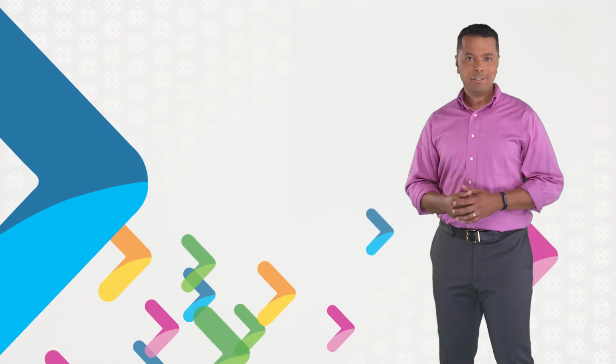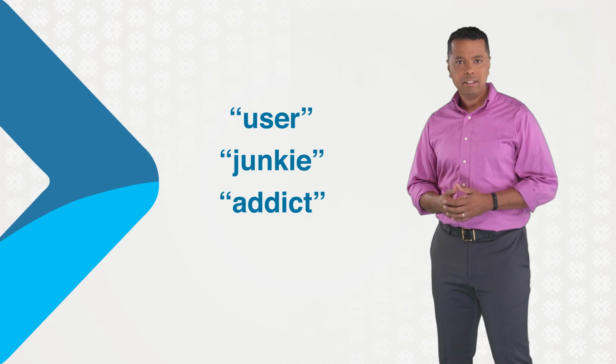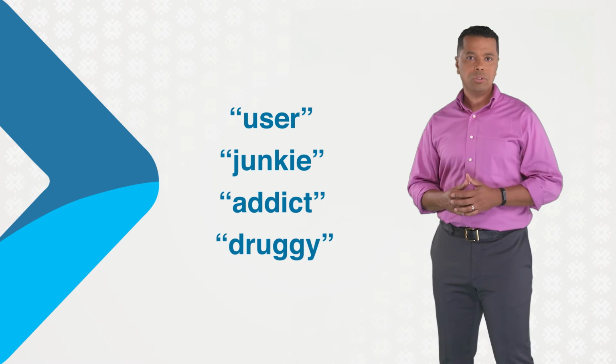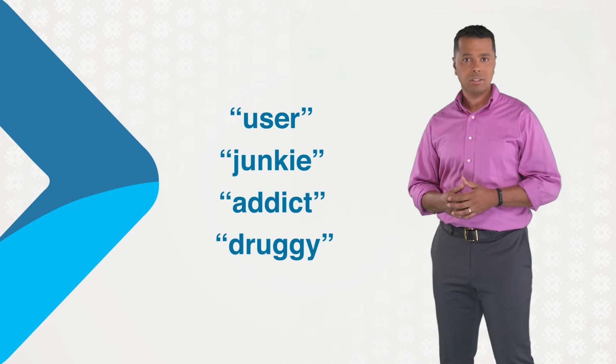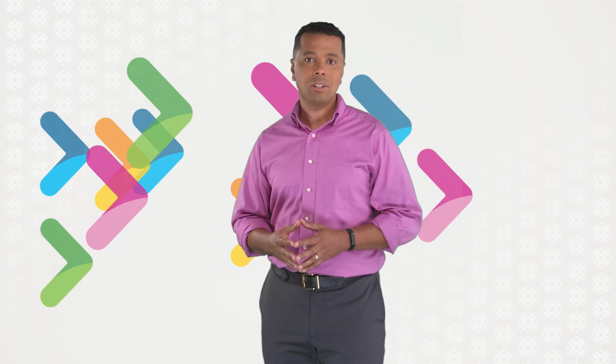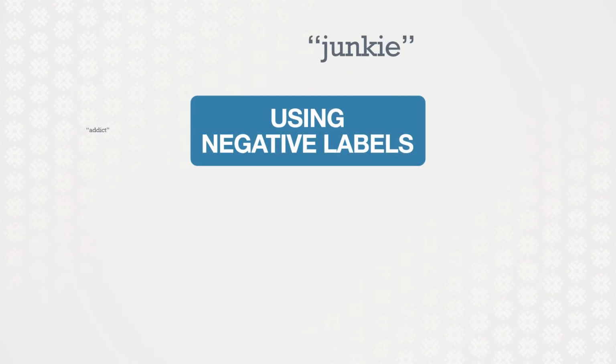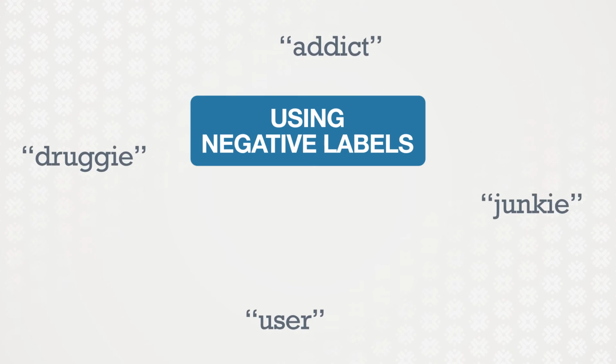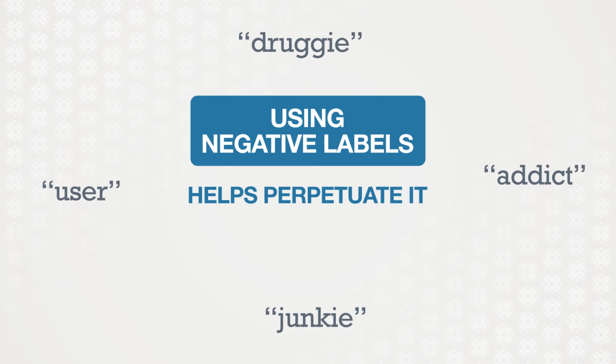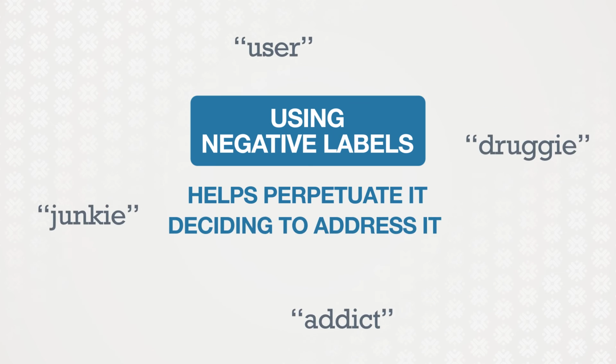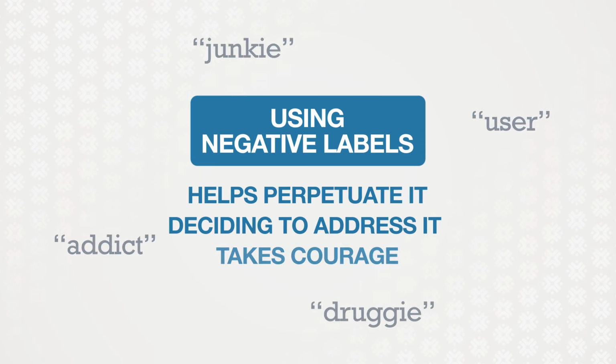When it comes to breaking down stigma, the words we use matter. Today, words like user, junkie, addict, and druggie are still used to describe people who use substances. A young person experiencing problematic substance use or a substance use disorder should not be called an addict. Their substance use does not define them. Using negative labels is a primary component of stigma and helps perpetuate it at all levels. Deciding to address stigmatizing language takes courage.